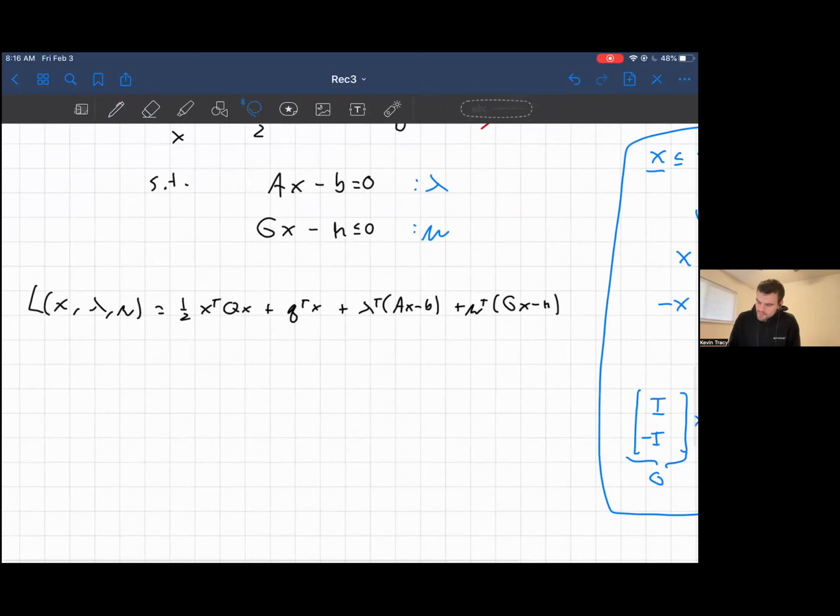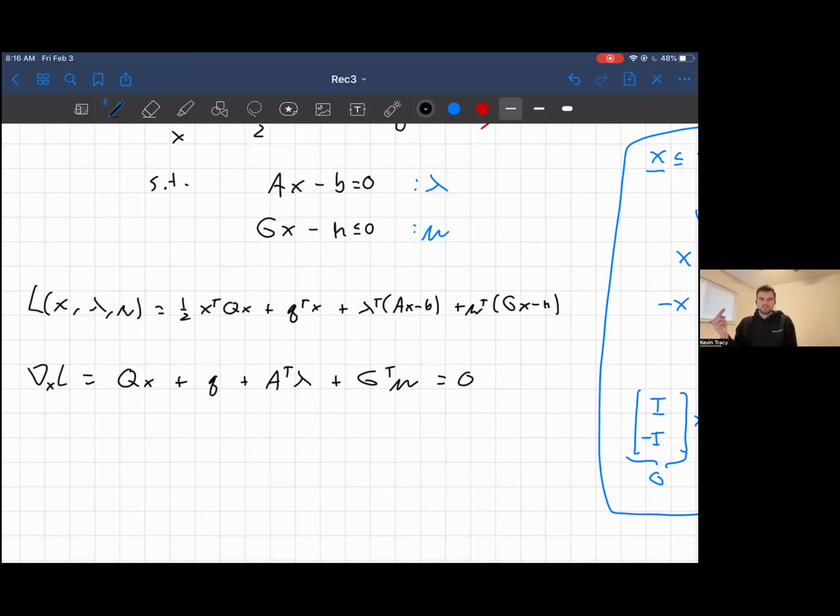So now let's work through our KKT conditions. The first thing we're saying is that the gradient of the Lagrangian with respect to x should be equal to 0. And this is going to be Qx plus q plus A transpose lambda plus G transpose mu equals 0.